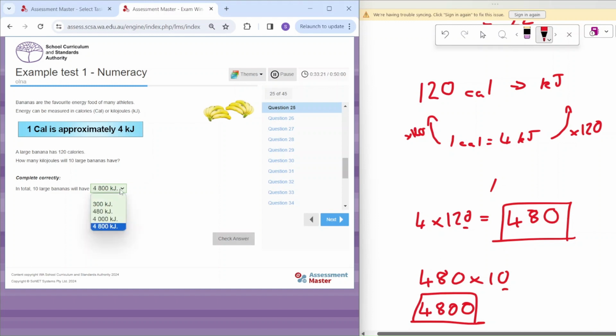They try and trick you with the answers because they give you all these options that you could possibly select. Like 480 could be the answer if you forgot to times it by 10. 4,000 could be the answer if you just saw this as 100, not 120. They're just trying to trip you up. So make sure you read this sort of question, or all questions really, carefully, because they can trip you up.